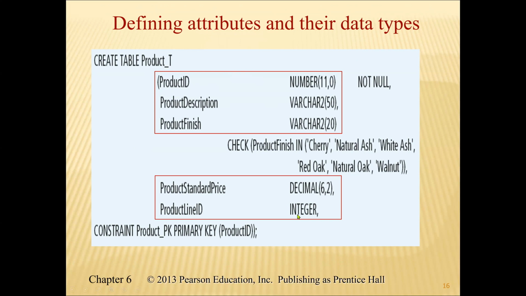Then we have product ID, we say it's integer. Then our constraint is the primary key. The product ID becomes the primary key field.